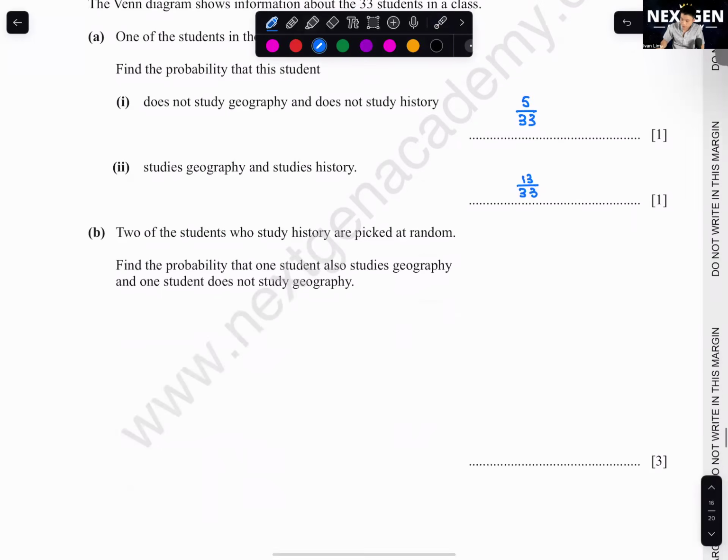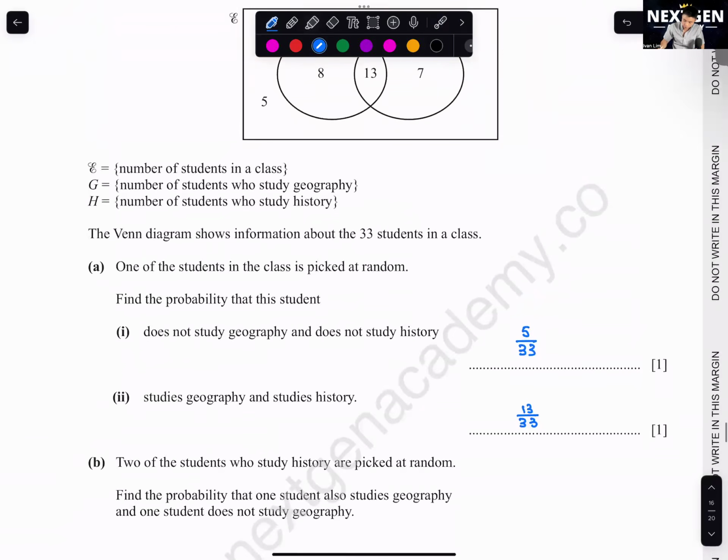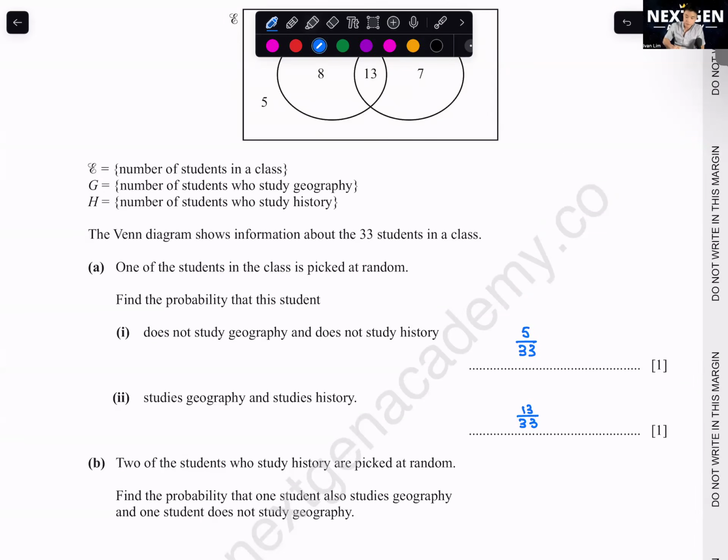Question B. This is the tricky one, and why is it a 3-mark question? 2 of the students who study history are picked at random. So this first sentence, you cannot ignore it. 2 of the students who study history. That means they are only going to choose from these students who study history. This is called a conditional probability. You see there's an extra sentence.